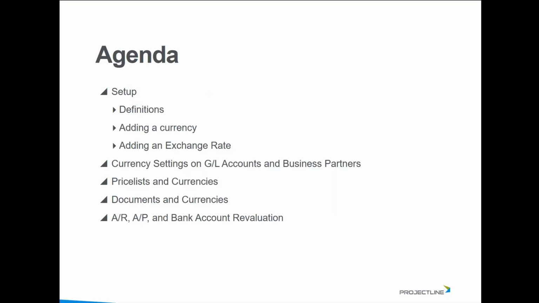So today we're going to cover the setup. We'll talk about definitions. We'll add a currency. We'll add an exchange rate. We'll talk about the currency settings on both GL accounts and business partners, the price lists and how they work with currencies. We'll look at documents and currencies, both at the document level and at the line level. And then we'll talk about revaluation for AR and AP and the bank account.